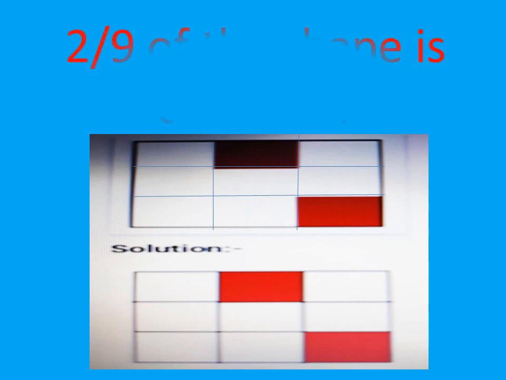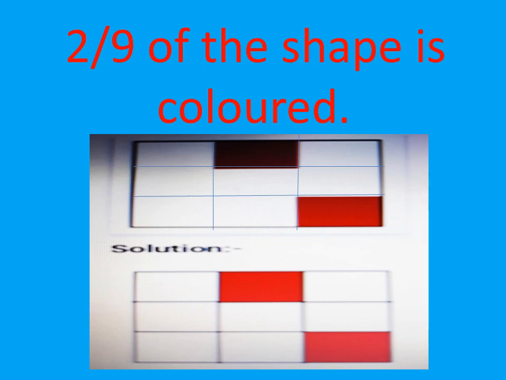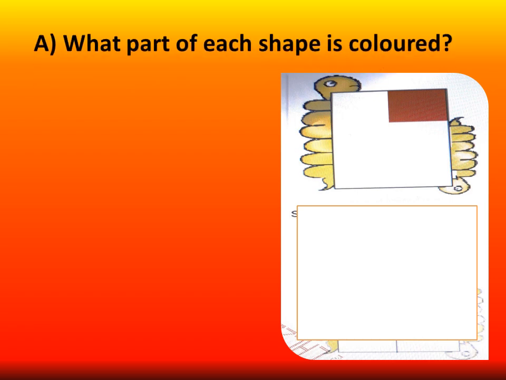So the required answer is 2 upon 9 of the shape is colored. Same way we have to do here also. Here also one rectangle is given and only a small part of it has been colored. So first we have to divide this whole rectangle into equal parts so that we can find out which part has been shaded. So first we are going to draw lines to find the shaded part.